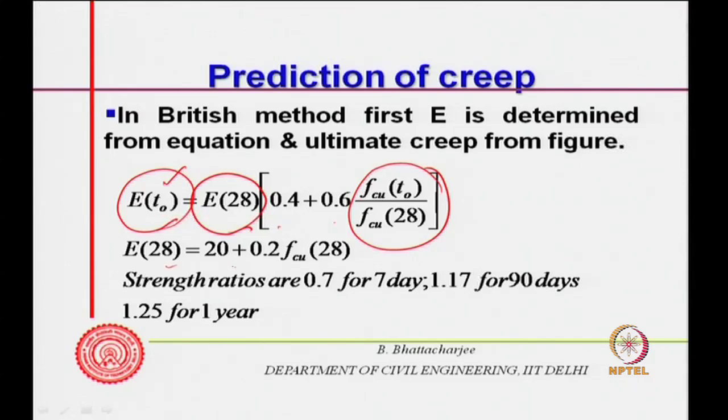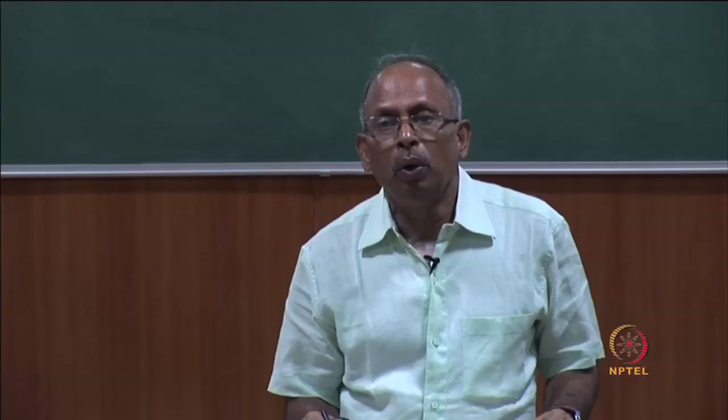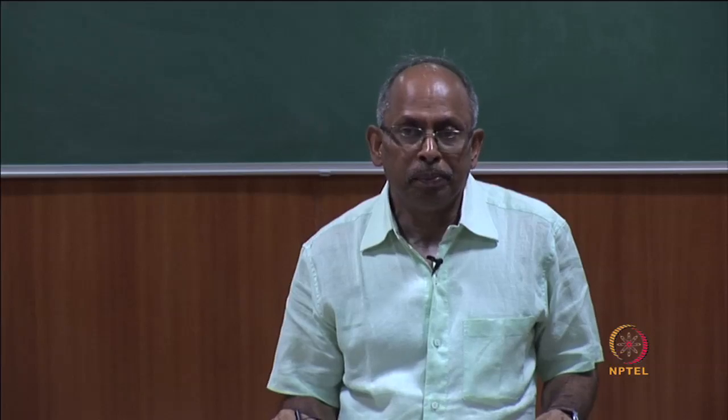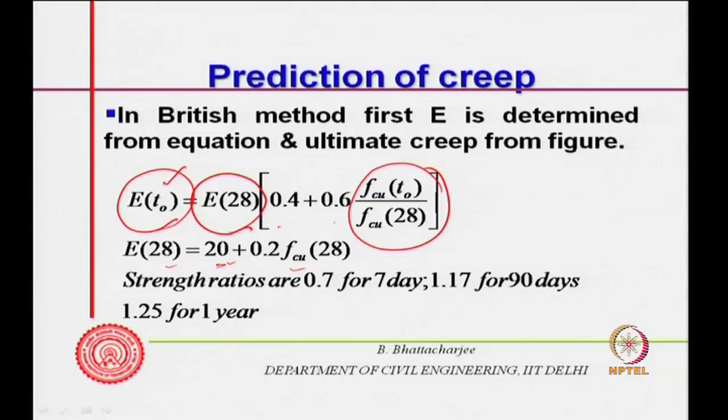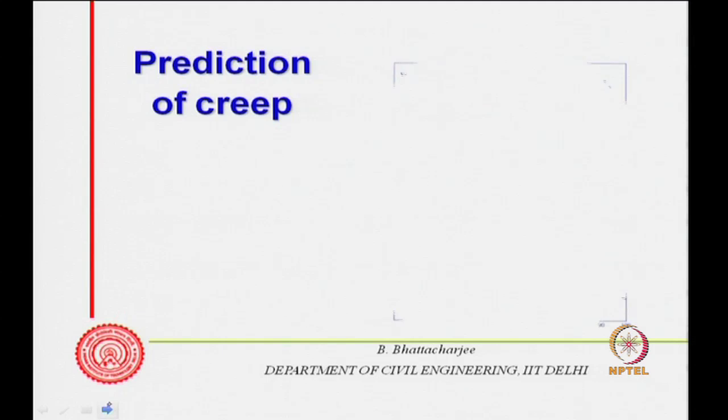Now, E28 is found out from this relationship, 20 plus 0.2 times the cube strength. So, a linear relationship with respect to cube strength is assumed, with the intercept being 20. The strength ratio depends upon age. It is 1.17 for 90 days, and 1.25 for 1 year. From this, you first find out the E corresponding to that time. Once you have done that, then you can use this diagram.